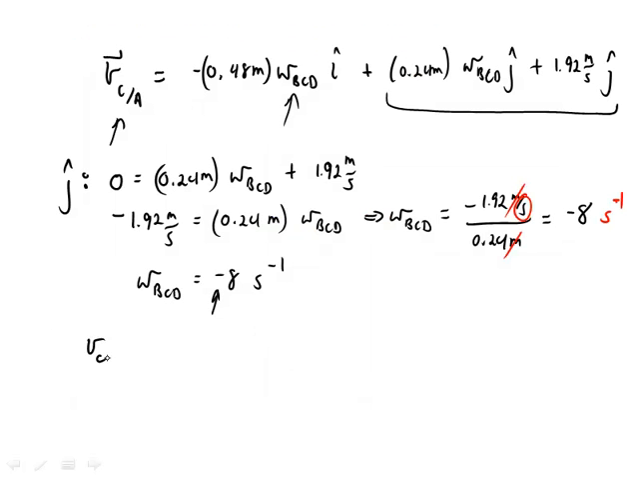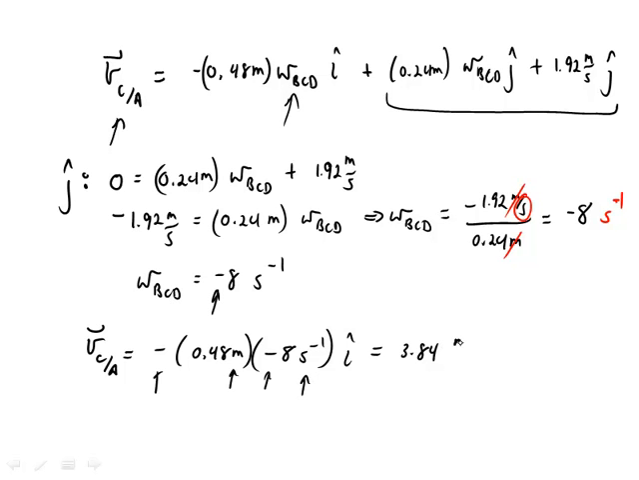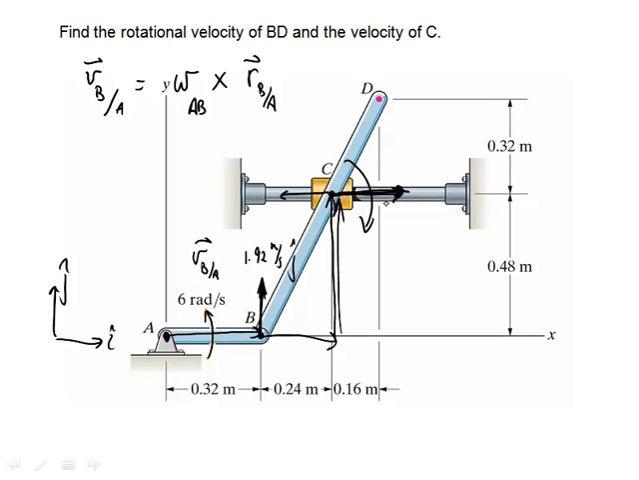And so that means that the velocity of c with respect to a is equal to minus 0.48 meters times minus 8 seconds to the minus 1 in the I hat direction. And that's going to be minus a minus is positive, and 8 times 0.48 is going to be 3.84 meters per second in the I hat direction. So it's in the positive I direction. 3.84 is in meters per second. That's a velocity. That's good. And as I push this up, that should be moving to the right. So that gives me the correct answer for the velocity of c, or at least a sensible answer.